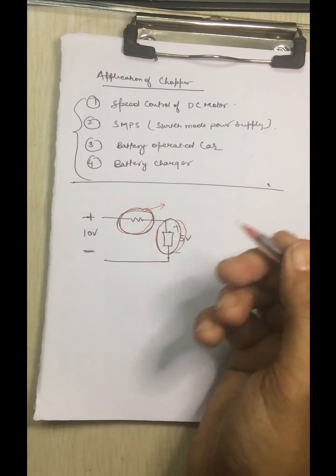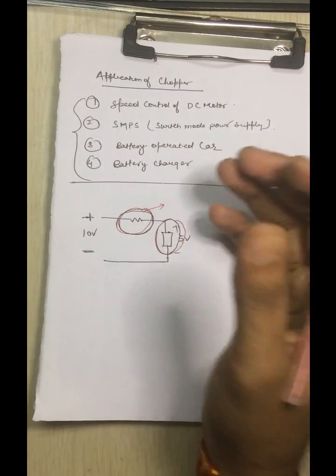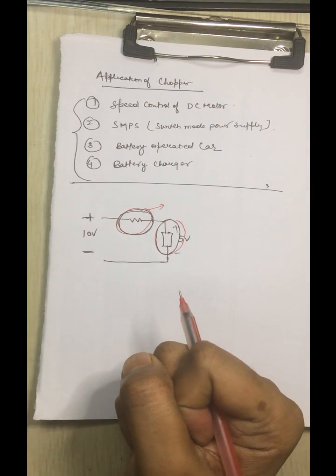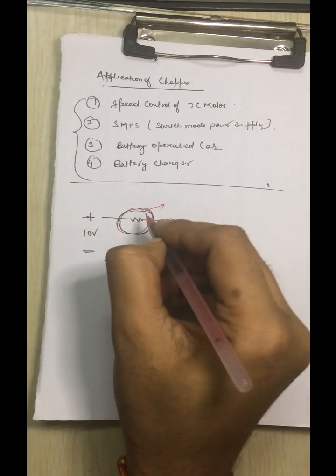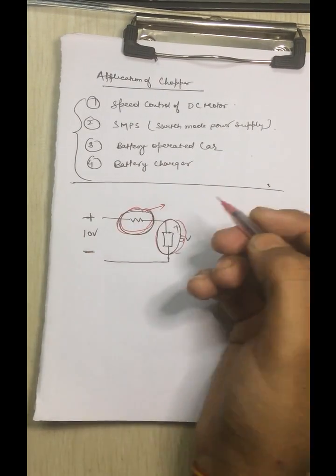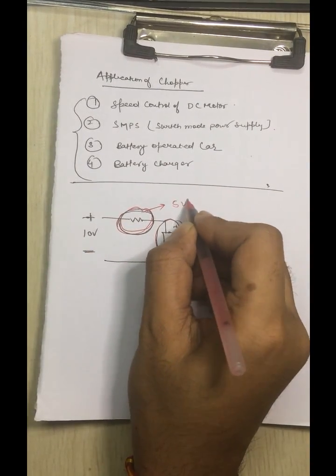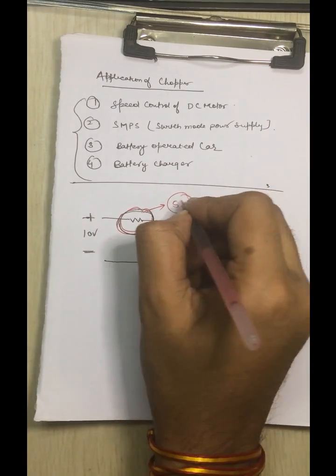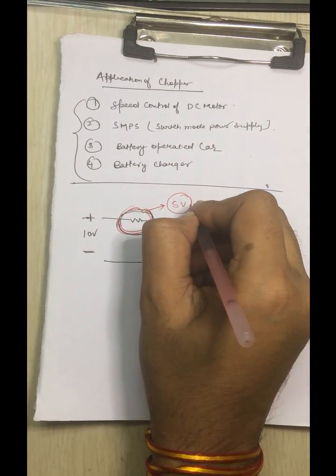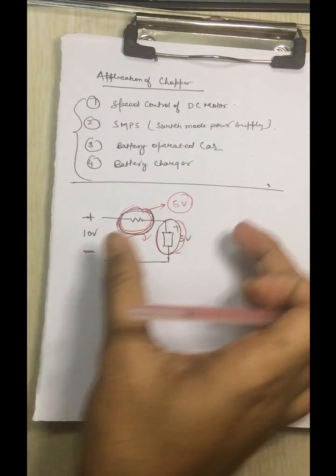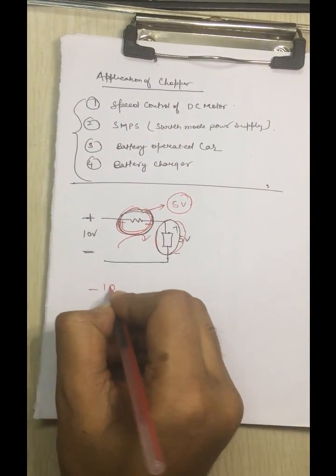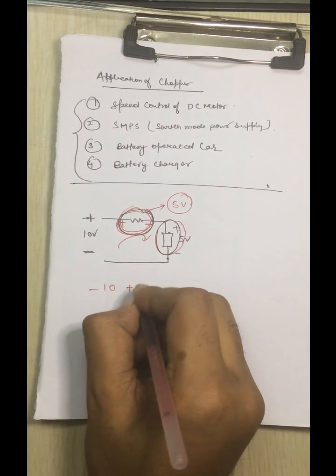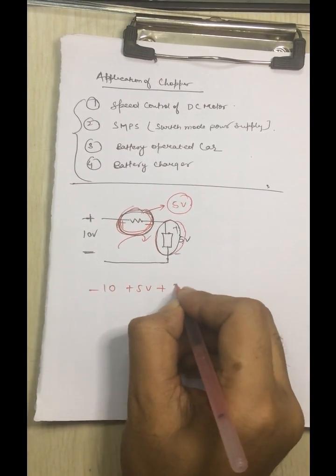It is a passive element, so it will absorb power. If it absorbs power and dissipates heat, so it is a passive element. So there will definitely be a 5 volt drop over here. If there is a 5 volt drop, and if we apply the KVL in this loop, what we will get? Minus 10 volt plus 5 volt plus 5 volt.